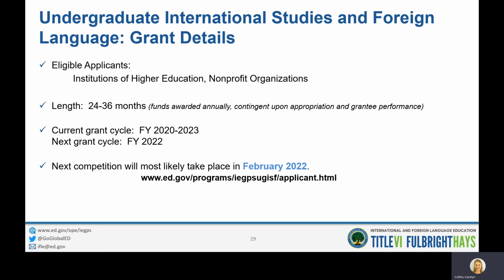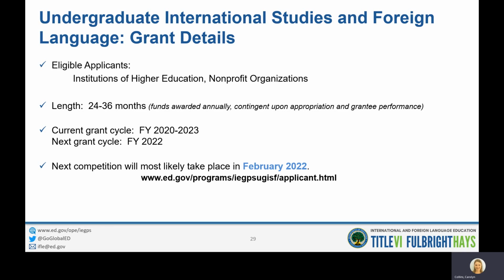Okay, eligible applicants for the UISFL grant are institutions of higher ed or nonprofit organizations. The length of the grant is 24 months through 36 months. Again, that time frame is really determined by what the institution asks for in its project proposal, and what the peer reviewers note during the review, and how the program officer comes to a determination in collaboration with the grantee on the appropriate length of time for the award. Funds are awarded annually, again, contingent upon the congressional appropriation for the program and grantee performance. The current grantee cycle for the UISFL program is from 2020 through 2023 fiscal years.